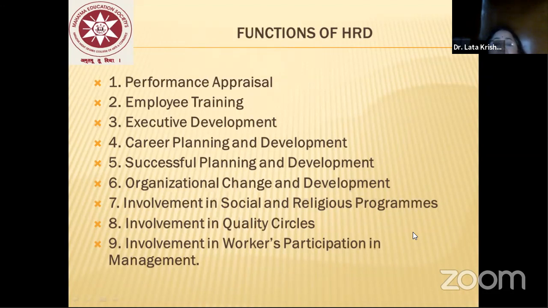Your company will be changing. It could be growing. It could be diversifying, or it could be going through a crisis. Whatever could be the challenge, whatever could be the change, are your human resource ready for it?